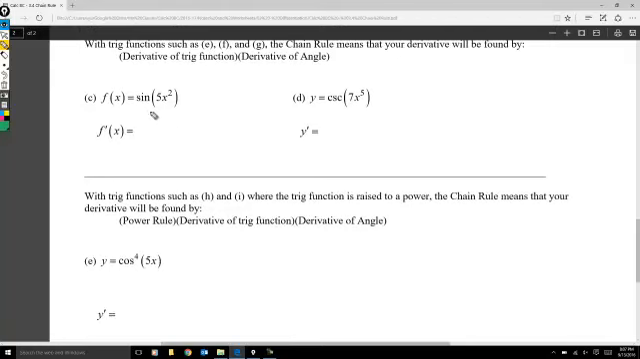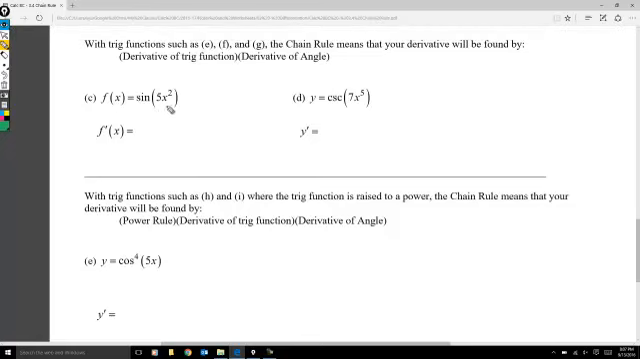I've got sine of 5x squared. I'm going to take the derivative of the whole thing first, the outside first, which is sine. The derivative of sine is cosine, and remember, the inside doesn't change. Then I multiply that by the derivative of the inside, the derivative of 5x squared, which is 10x. All right, let's keep going.